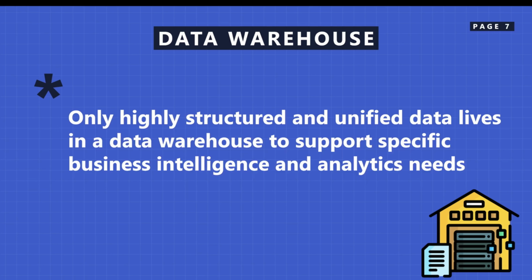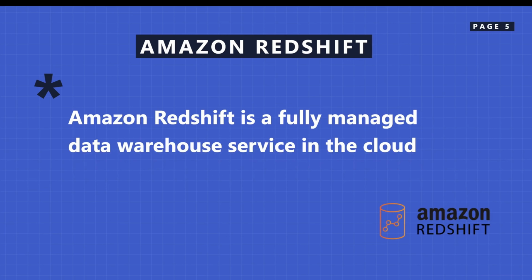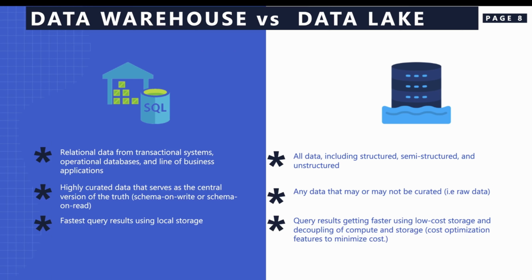So this is Amazon Redshift. As we have seen in the previous slide, Amazon Redshift is a fully managed data warehouse service in the cloud. Now we will see the difference between data lake and data warehouse. In a data warehouse, relational data from transactional systems, operational databases and line of business applications is stored. The data which follows RDBMS guidelines, which has a definite schema and follows all the ACID properties, is stored in a data warehouse.